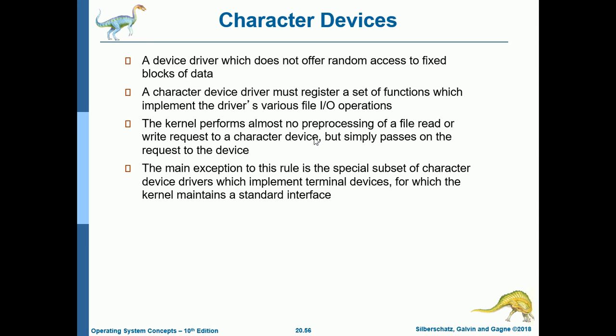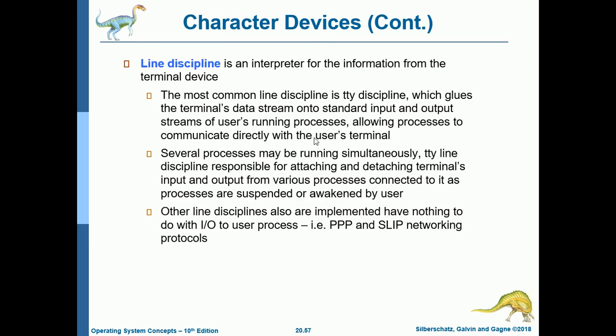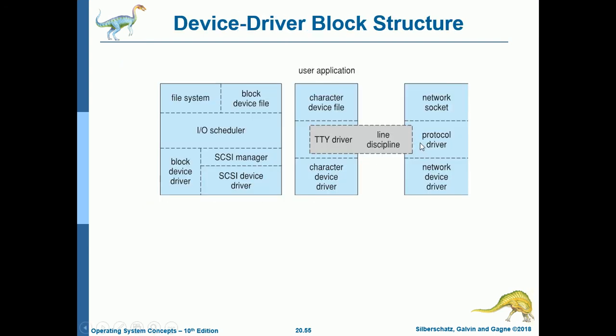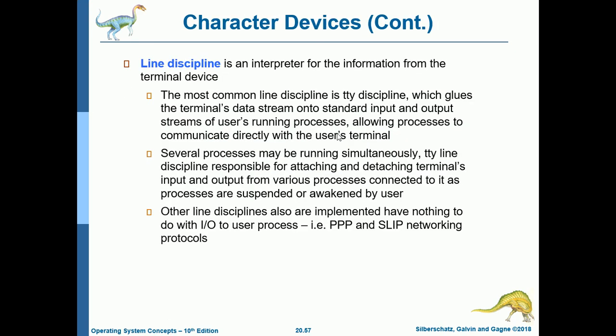The main exception to this rule is the special subset of character device drivers which implement terminal devices, for which the kernel maintains a standard interface. So we have the line discipline, as you can see with the structure. This is the line discipline for the structure of the device driver block. It is an interpreter for the information from the terminal device. Again, an example of a character device is a keyboard. The most common line discipline is the TTY discipline. TTY literally means teletype.